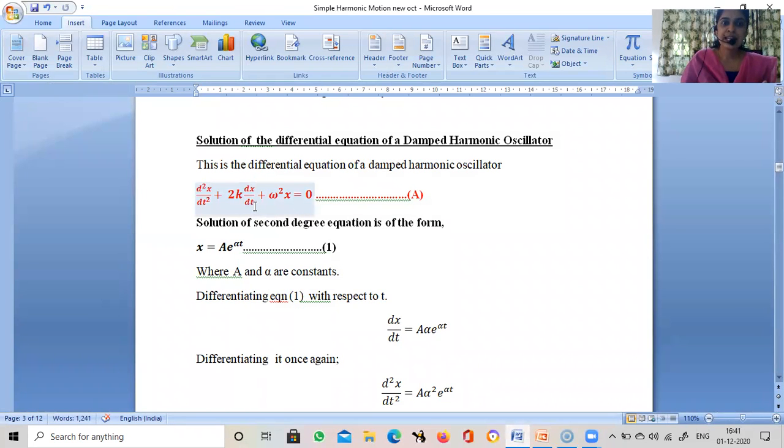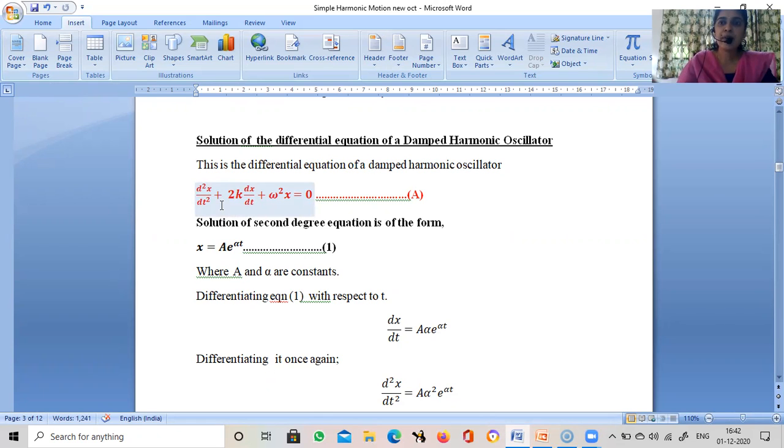As we have seen in the last class, the differential equation of a damped harmonic oscillator is d square x by dt square plus 2k dx by dt plus omega square x is equal to 0. It is a second order differential equation in x, and we are assuming that the solution is of the form x is equal to a e raised to alpha t.